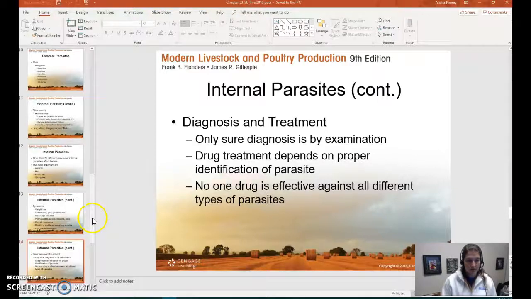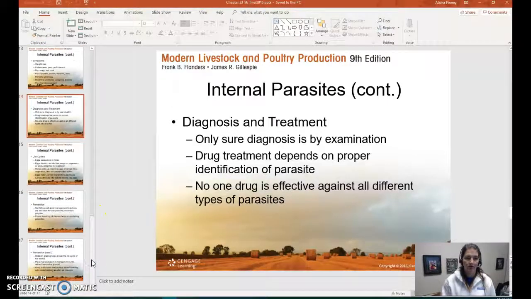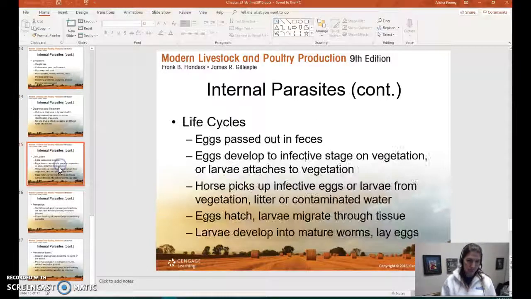And so diagnosis and treatment, you have to kind of take a guess on what you think it is. Internal worms are the most common, so they recommend that you worm every time the season changes. Life cycles of the internal parasites are just like life cycles for anything else. The egg will pass out in the feces, it then develops into the stage of vegetation, and then the larva attaches to that vegetation, and then it goes into the horse's body when they eat the grass or the hay or whatever they choose.